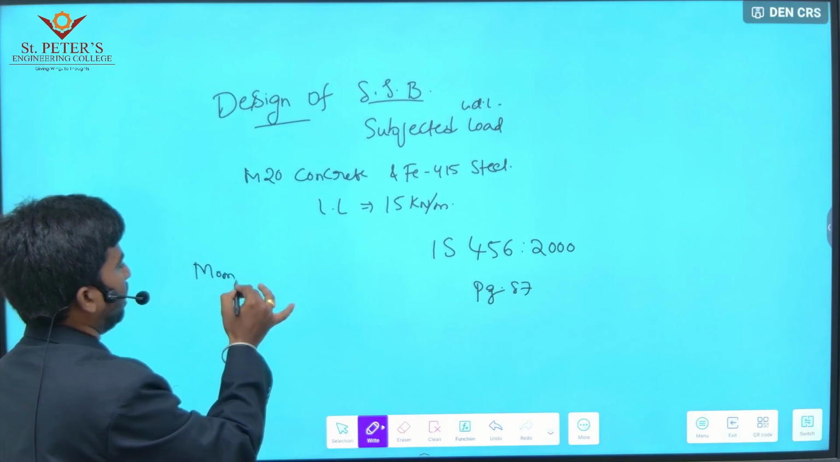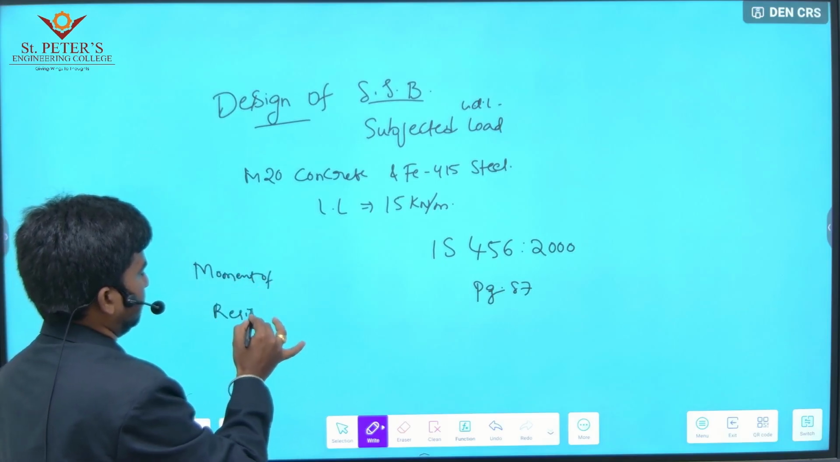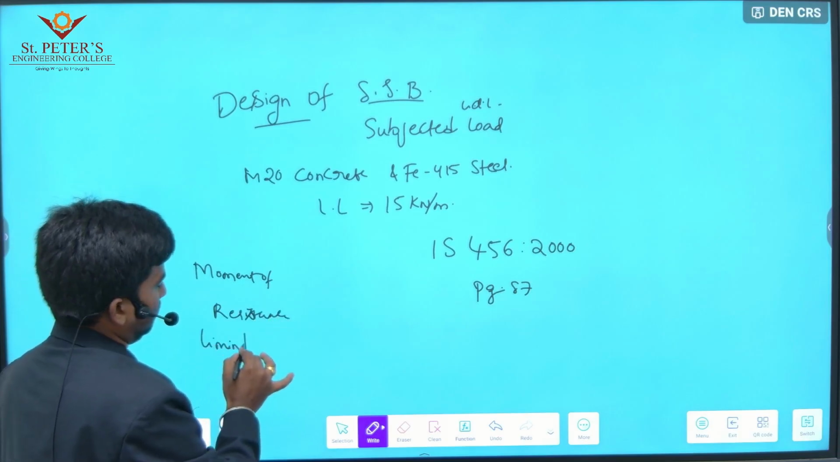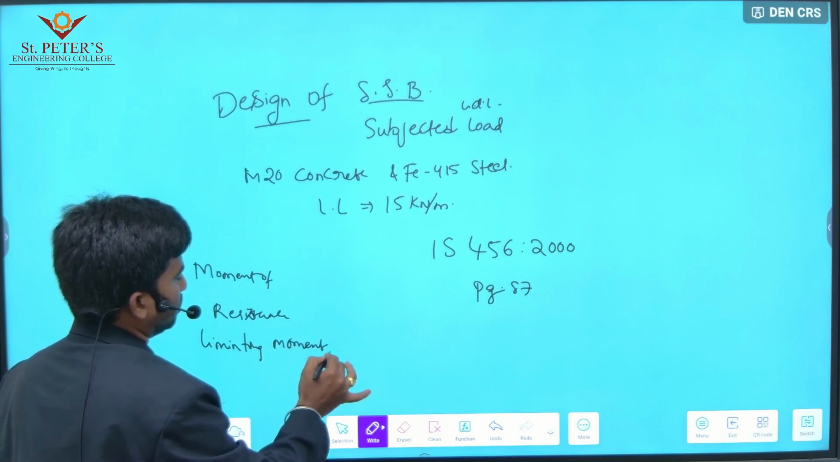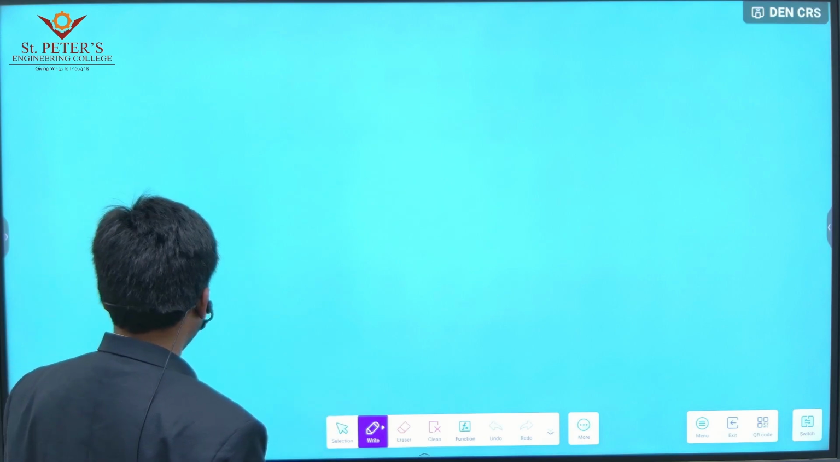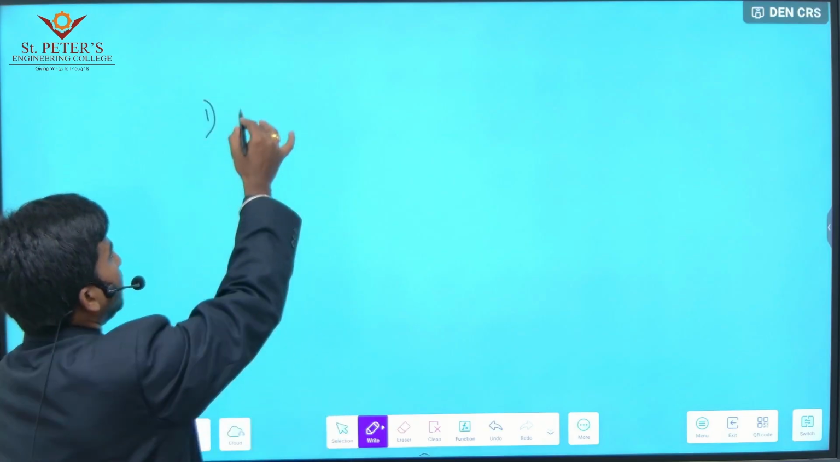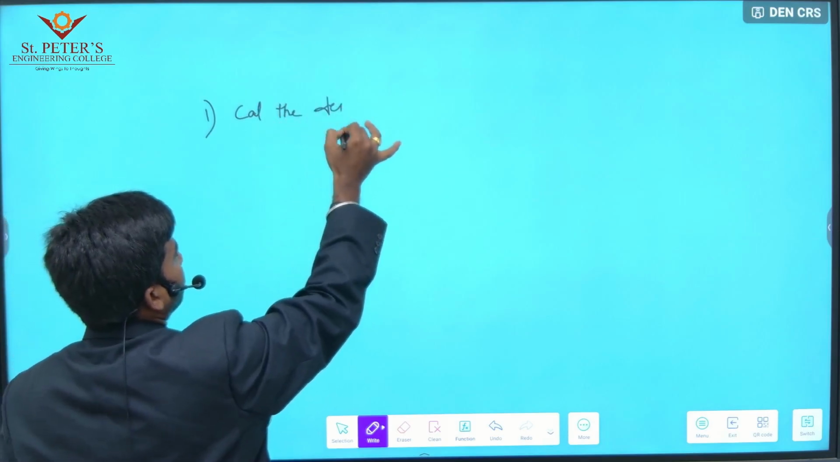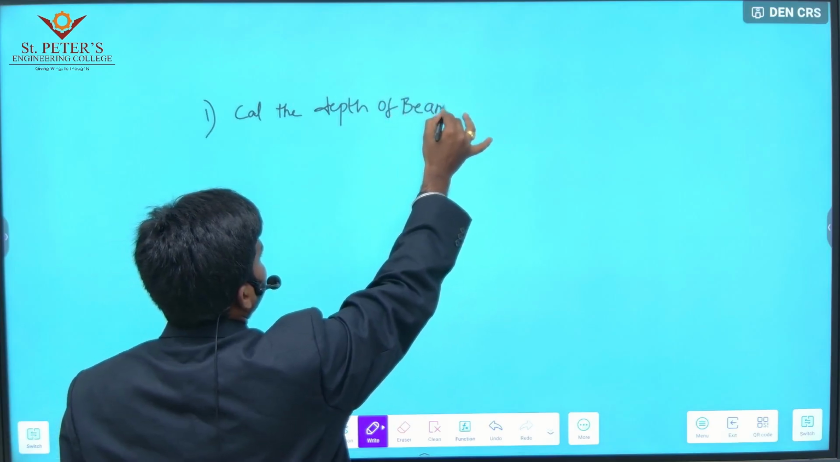Moment of resistance, limiting moment, we use the formulas from that part. Now the first step is to calculate the depth of beam.